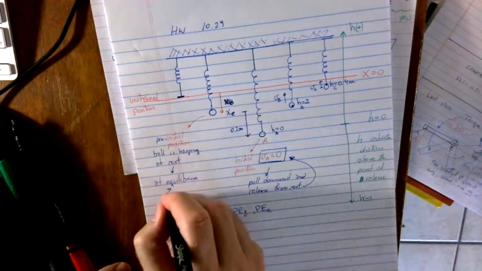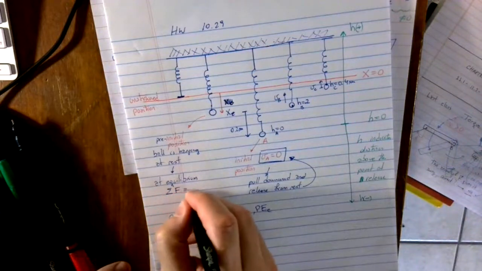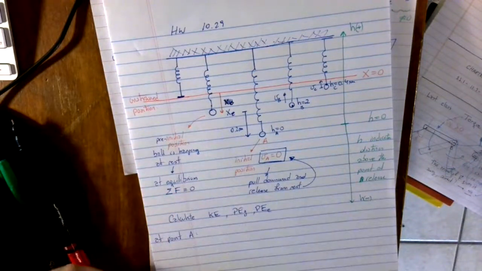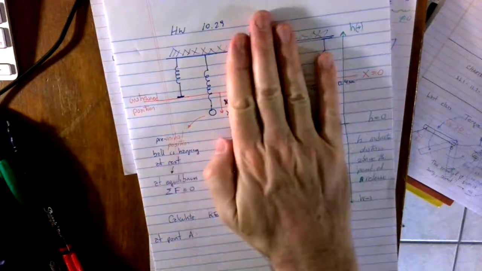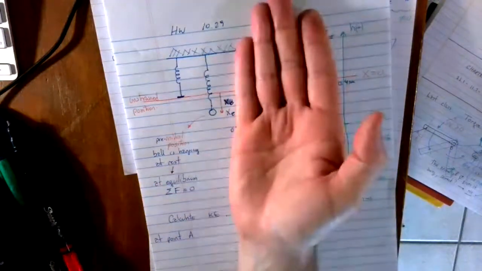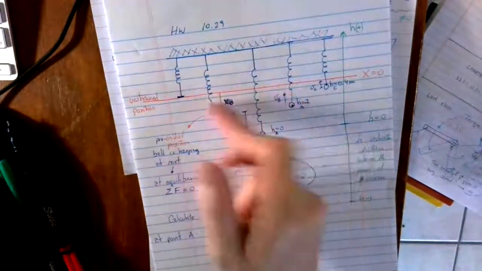What it means is that at this particular point, the sum of the forces will be equal to 0. That's the reason that this first part of the problem is kind of not connected to the other one.